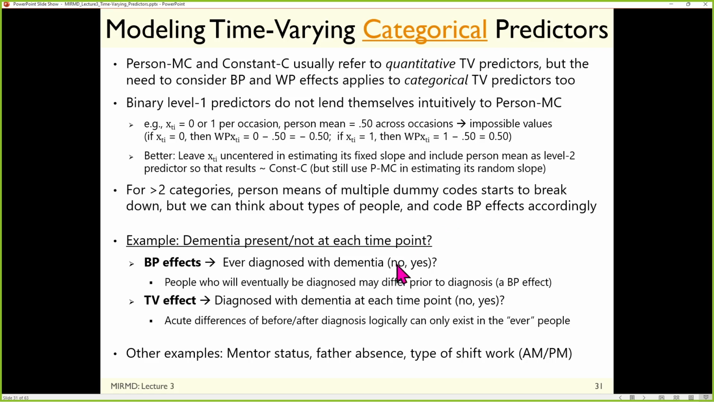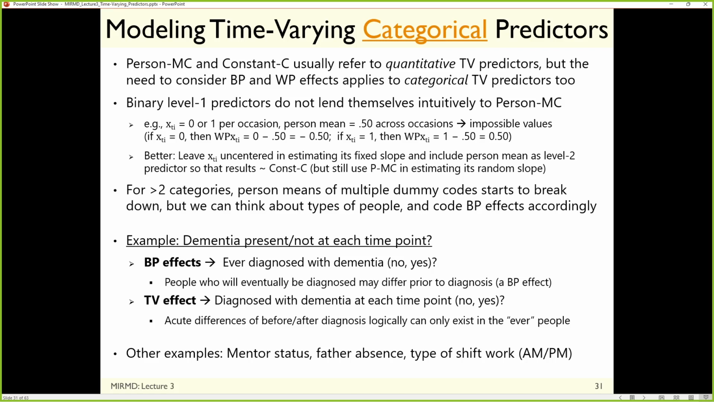For certain kinds of time-varying predictors, though, it might make more sense to think about kinds of people rather than just the 0, 1s. So for instance, in some of the cognitive aging data that I would be modeling in my prior life, there was a binary variable as to whether or not the participant had been diagnosed with dementia at a particular occasion. So dementia is not like, did anything bad happen today, right? It's not like you get better the next day. And it's also not like you couldn't see it coming, right? It's not like all of a sudden you wake up one morning and you're off the cliff.